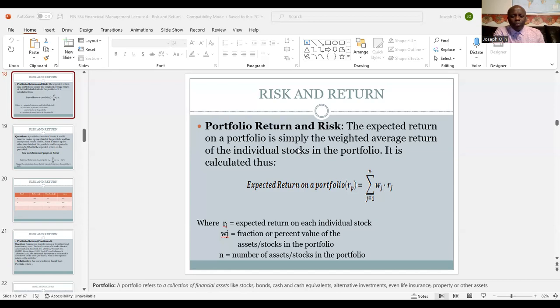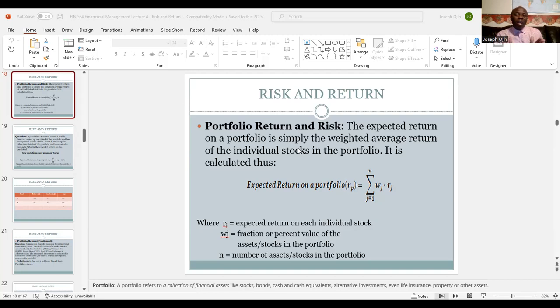Remember that when we say portfolio, we're referring to a collection of assets like stocks, bonds, cash and cash equivalents, life insurance policy, property, and other assets. So if you invest in a collection of those assets, we say that you are investing in a portfolio. Now, the expected return on a portfolio simply means the weighted average return of the individual stocks in the portfolio.